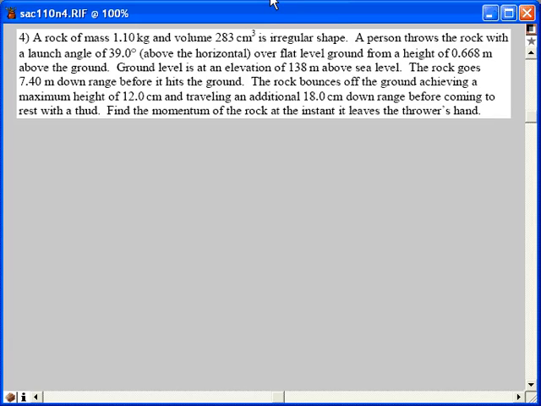In SAC110 problem number 4, the person throws a rock. Let's draw a little bit of a rock here. They launch it with a launch angle of 39 degrees above the horizontal. Call that theta. And over flat level ground from a height of 0.668 meters.